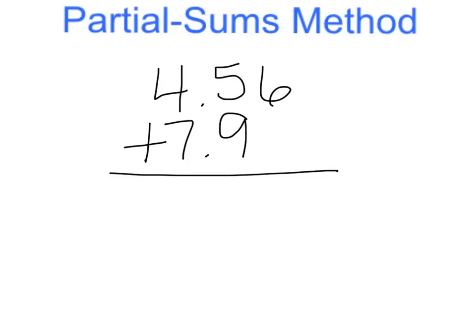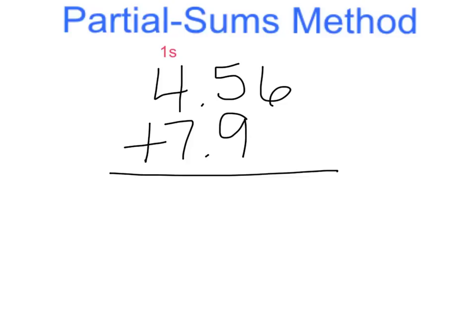With this method, we're going to work from the left side of the problem over to the right side of the problem, going column by column through the numbers. The first thing we're going to do is start by adding the ones place in this case because the ones place is the largest place value that we have represented within these numbers.